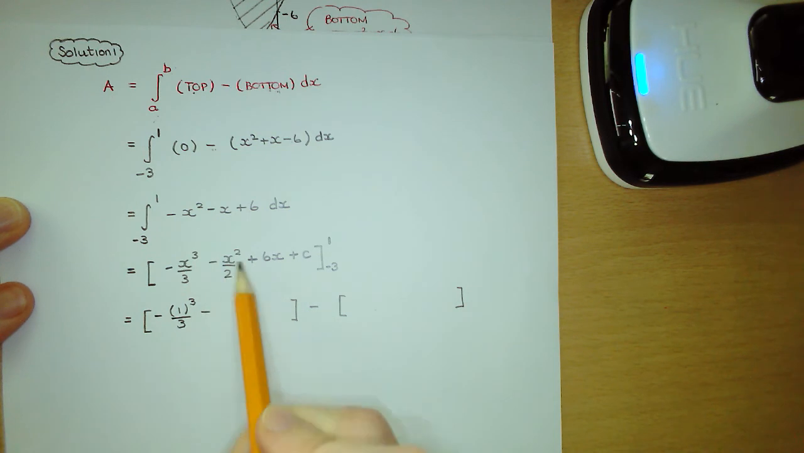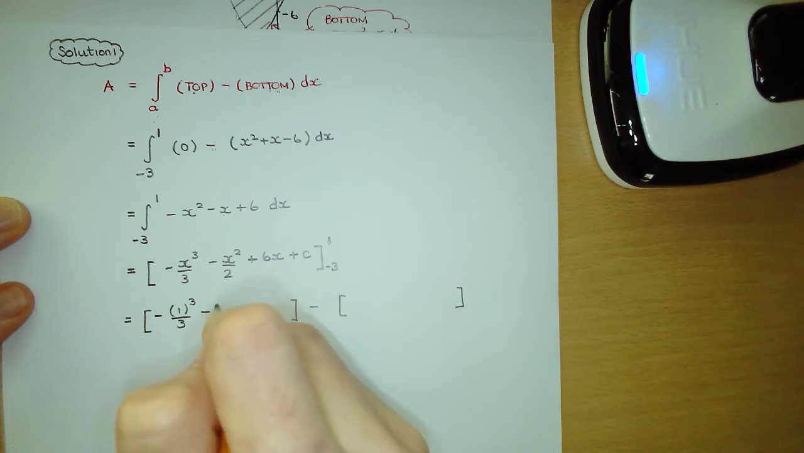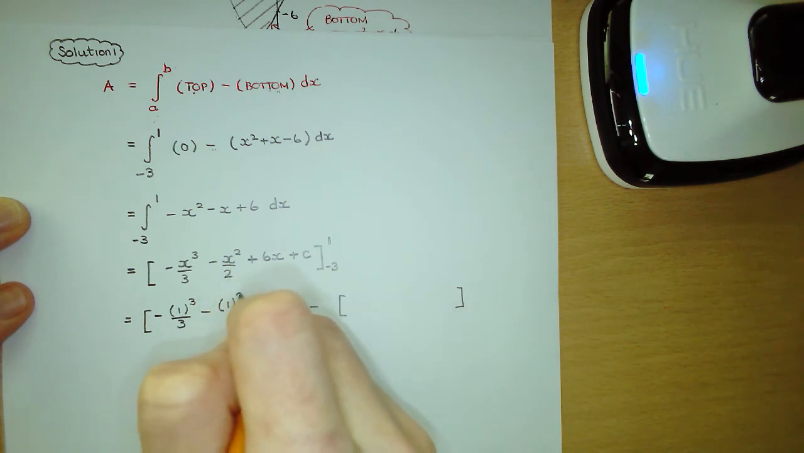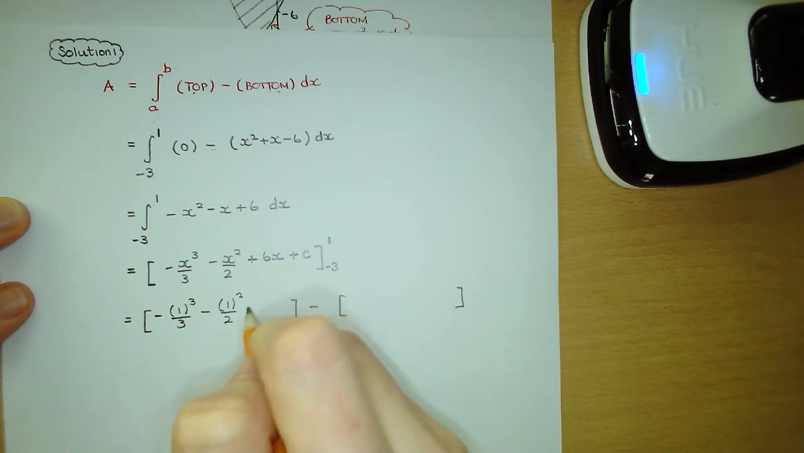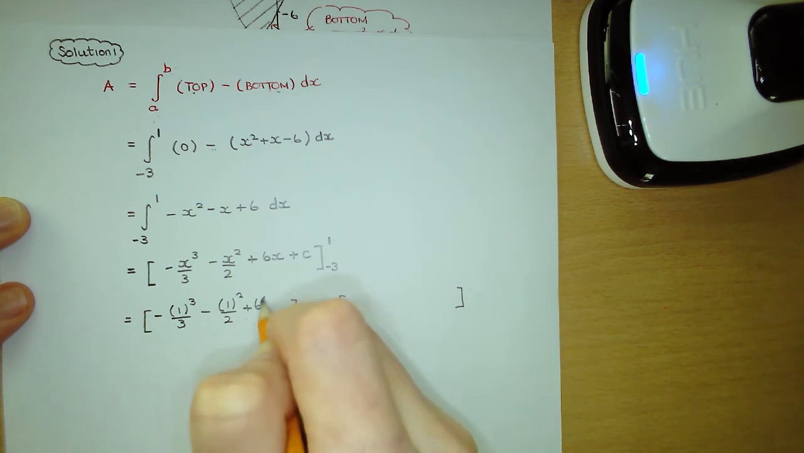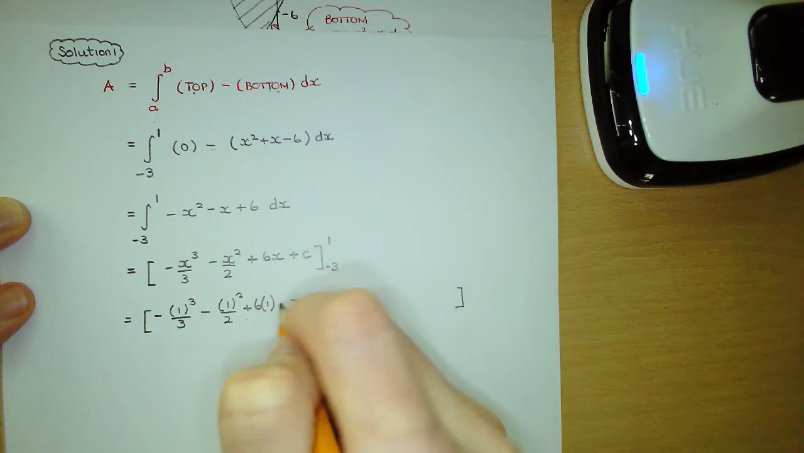Minus, again, we're replacing x with 1, the top limit, so minus 1 all squared over 2, plus 6 times 1, plus c.